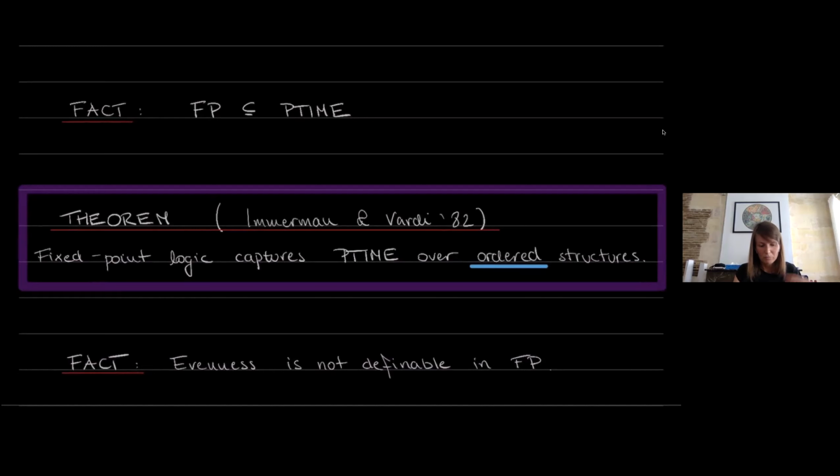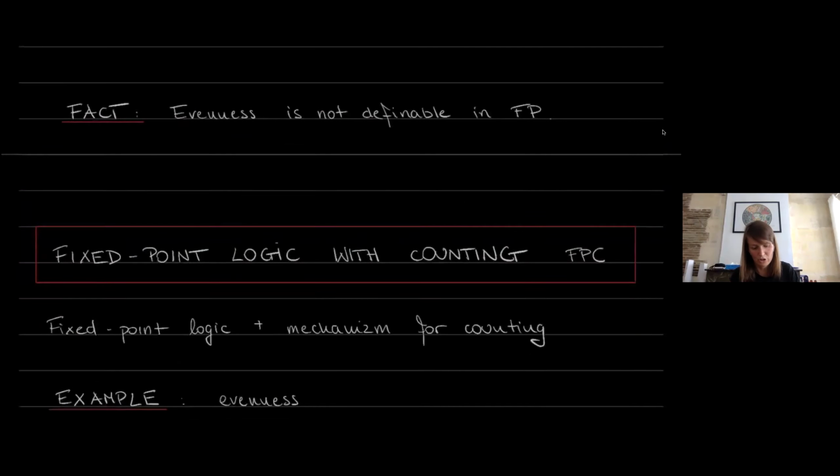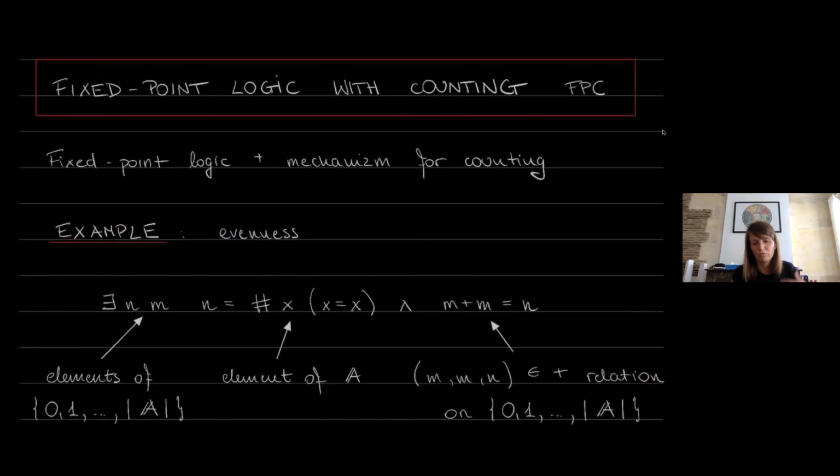Okay, so in general, it has been observed that the P-time properties that are not definable in fixed point logic are quite often the ones which have to do with counting. So for instance, this evenness. So this is why in this paper, one of the two papers that showed that fixed point logic captures P-time over ordered structures, the one by Immerman, proposed another logic, which was supposed to be a candidate for a logic that could capture polynomial time. And this is fixed point logic with counting. Since we are missing counting, let's add the mechanism for counting to our logic.